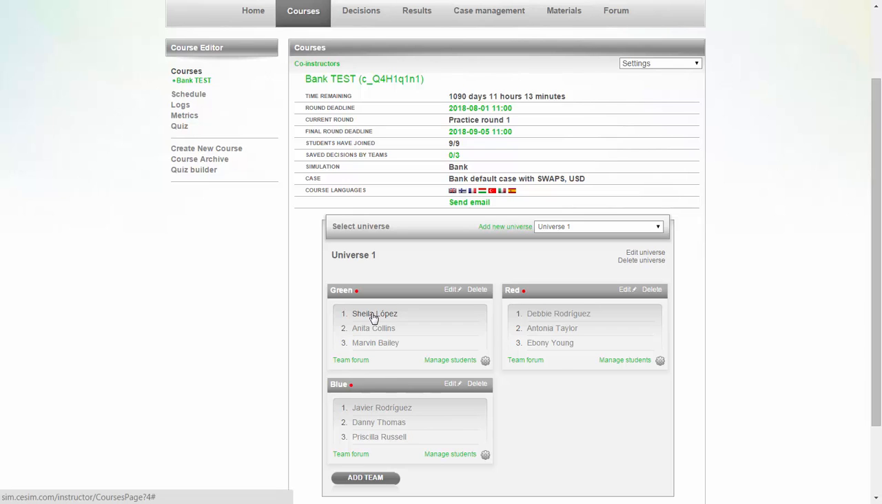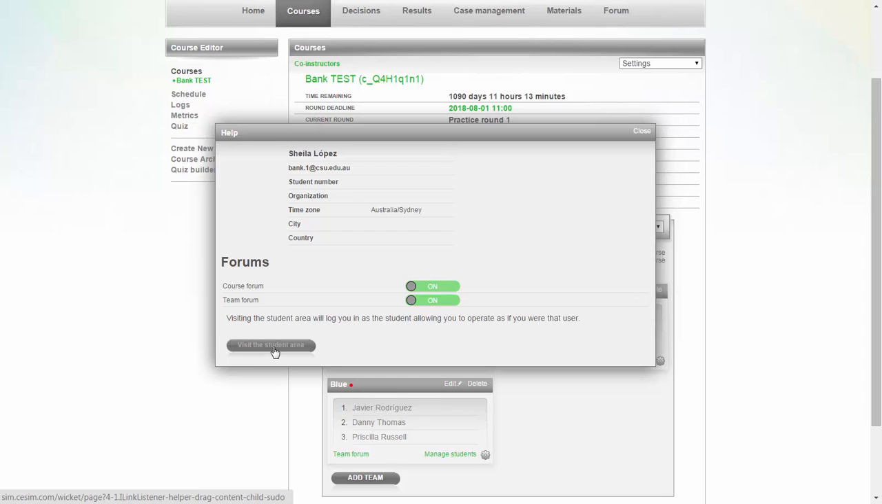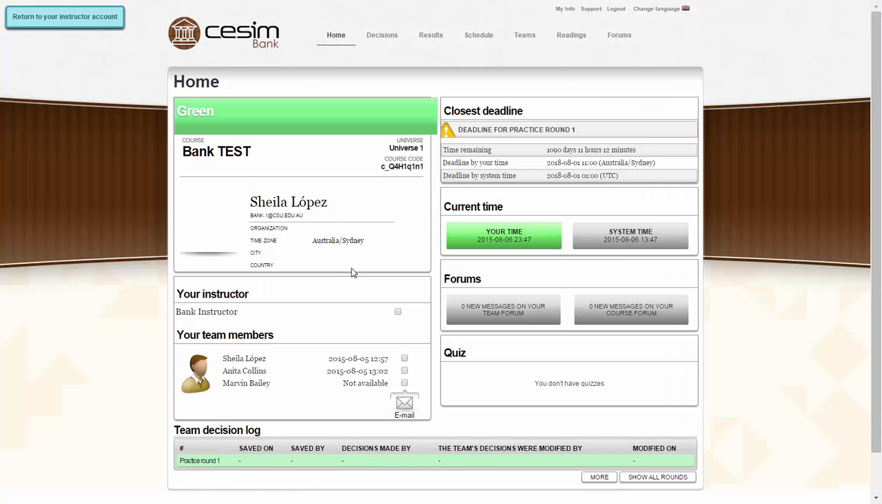Now I've decided to go to Shayla's account. She's in the green team. I just click her name, then I click this visit the student area, and now I have accessed the participant area as the participant sees it.